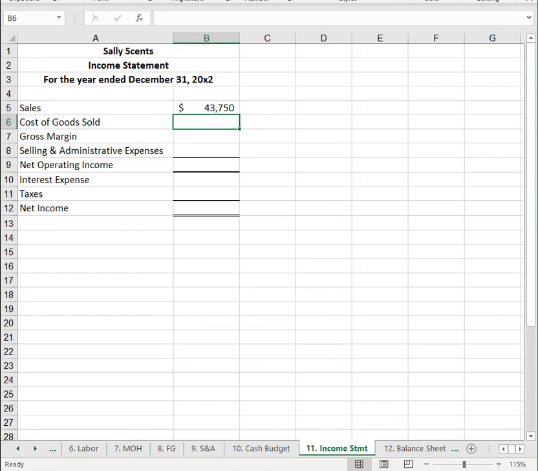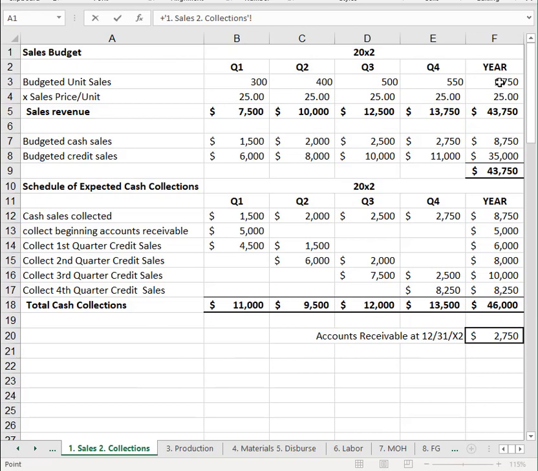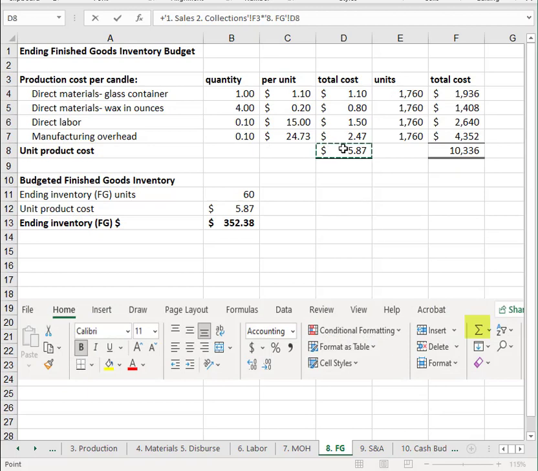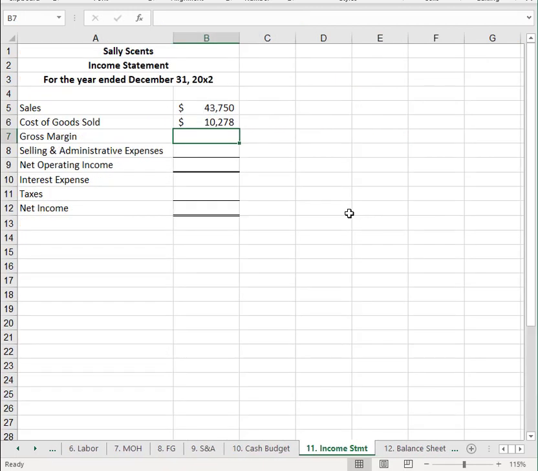Cost of goods sold. So that is how many units did you sell times the cost per unit. All right, now we need units sold. So we're going back to our sales budget. Now we want units. And then we know the cost per unit because we calculated that. Remember that? On the finished goods tab. So cost of goods sold is units sold times the cost per unit.